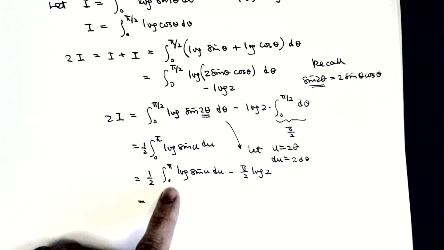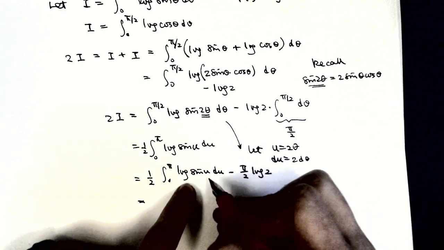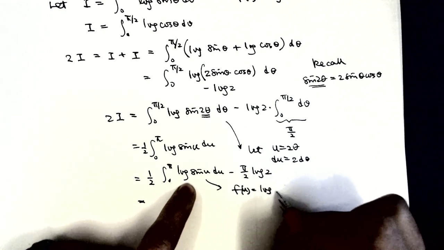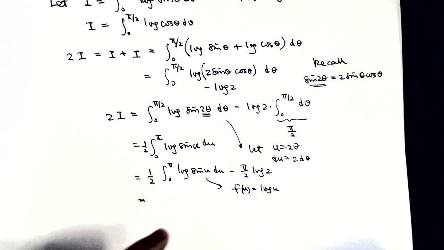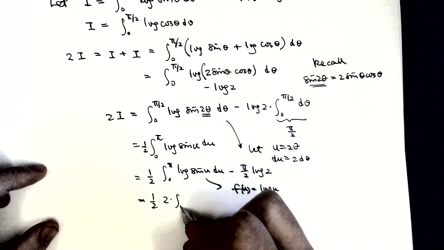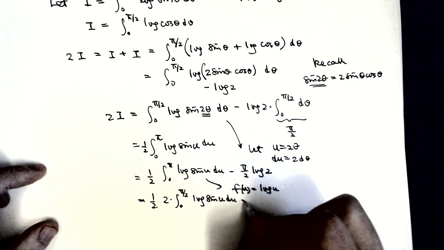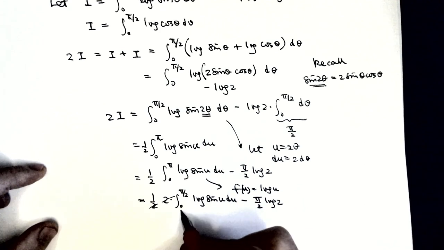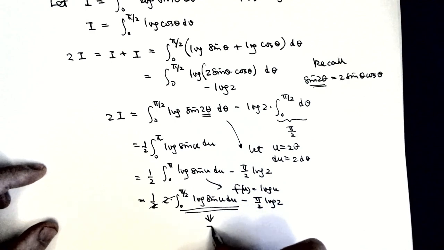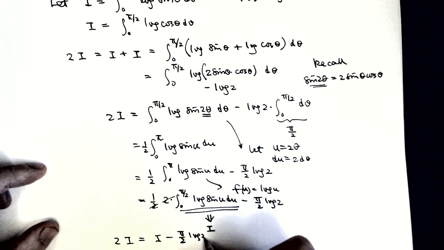Okay, this one is obvious, our second trick. This is a function of sine, where f(u) is log u. We just plug in u equals sine theta, sine u. And for 0 to pi, we know that it is just 2 times the original integral, but over half the interval. And then we just write it down like this, and this will be cancelled. We just recovered back, this is just I. And then what we have is 2I is equal to I minus pi over 2 log 2. And then we subtract the I.